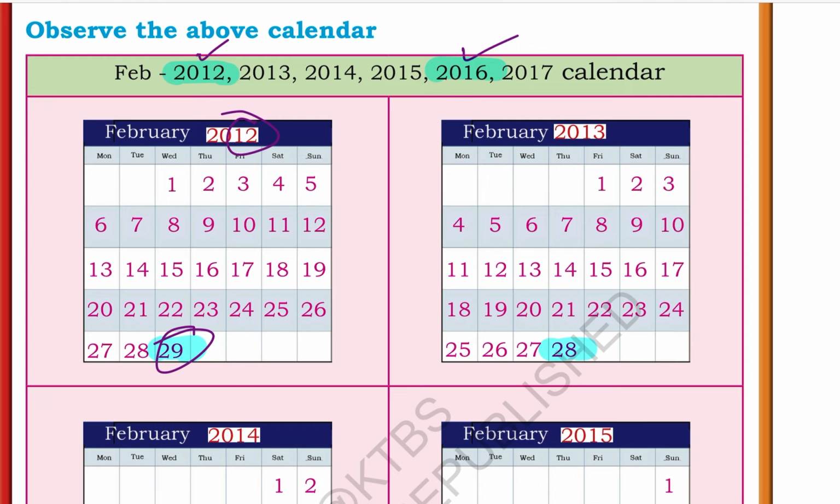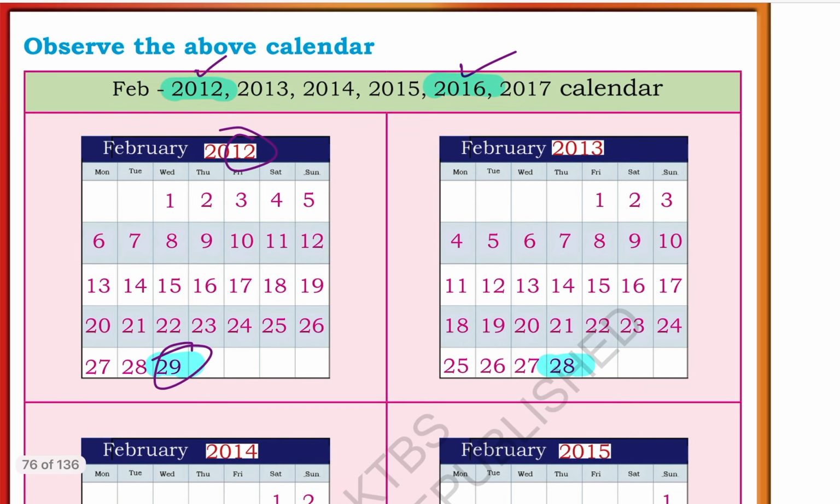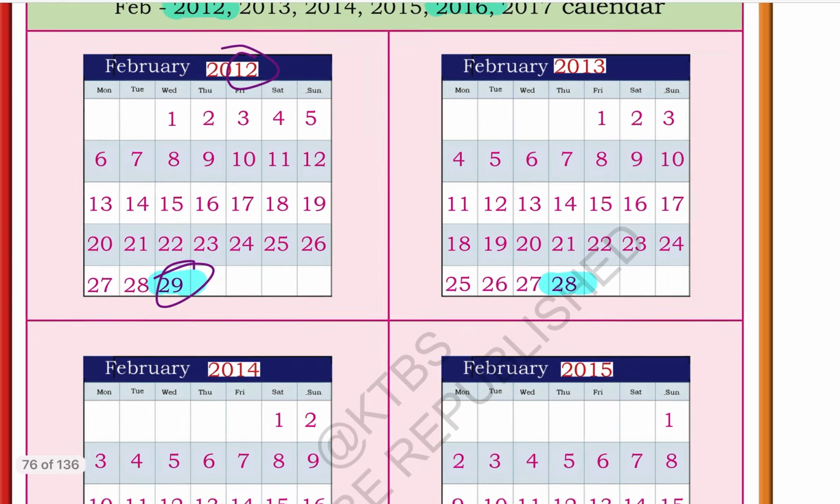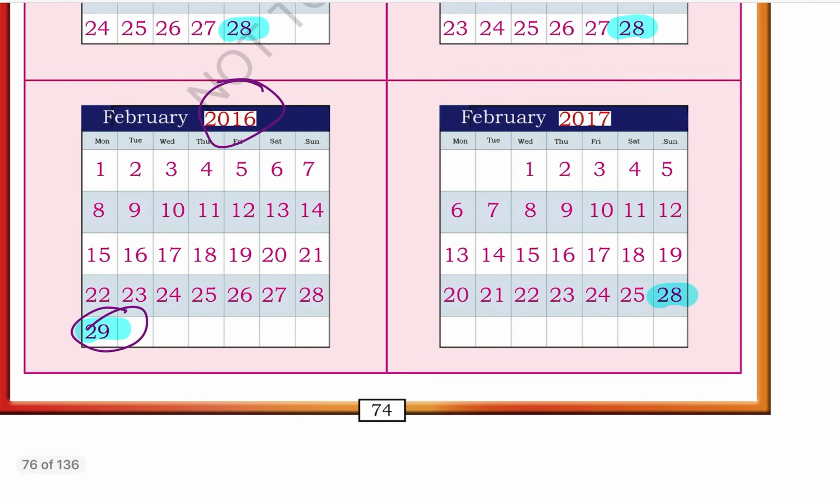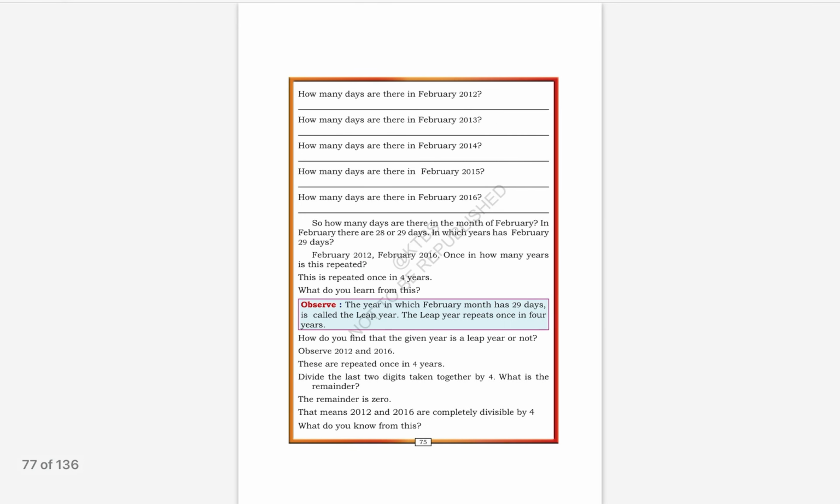See the gap between 2012 and 2016. How many years gap is there? See, 12 to 13, 1, 2, 3, 4. 4 years gap. In 4 years, February will get 29th. In between 12 to 16, February doesn't have 29th day. 28 days are the number of days in the month of February. Okay. Once in 4 years, February will get 29 days.